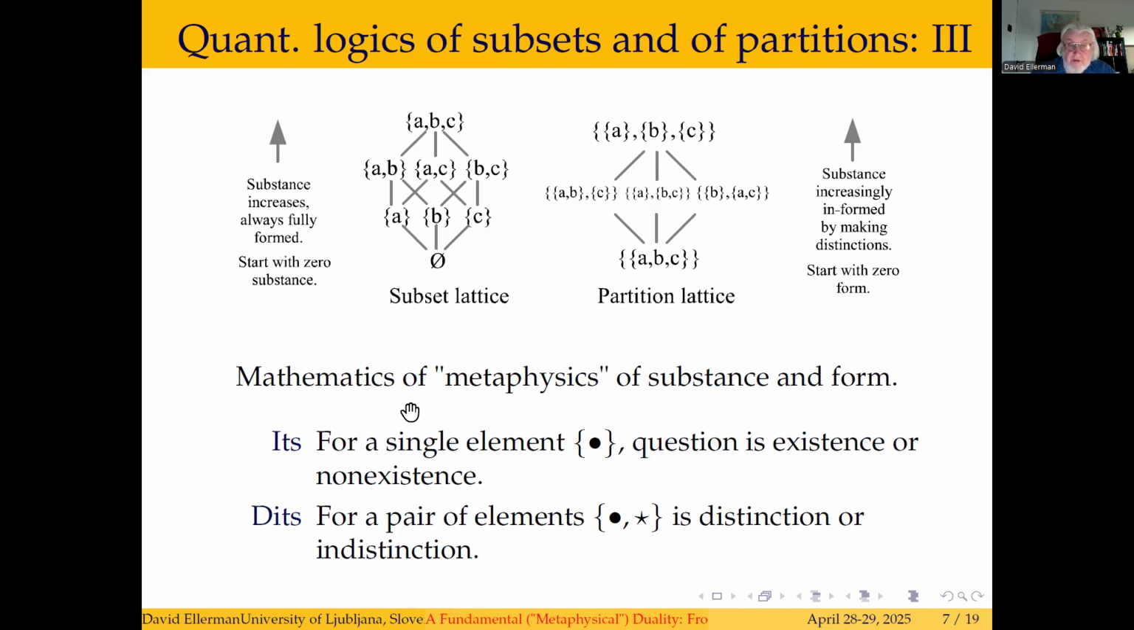Now, another way to think of this more metaphysically: you have a single element, like an element of a subset. And once you're given one element, what sort of questions can you ask? The basic question you can ask is, does it exist or not? Or in other words, is it in a subset or in the complement of the subset? That's the sort of question you ask in Boolean logic. But for partition logic, you've got an ordered pair. And once you get an ordered pair, then you have a different sort of question you can ask. You can say, are they the same or different? Identity or difference, equivalence or non-equivalence, distinctions or indistinctions. And so those are the types of questions that dominate on one side of the duality and on the other side of the duality, symbolized here by these two different lattices.